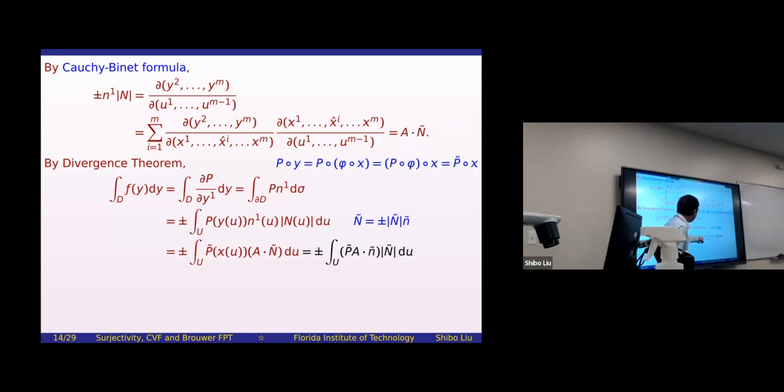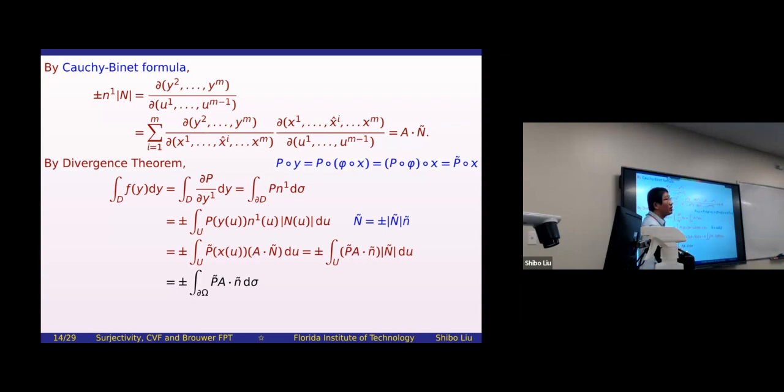P theta times A. A is a vector, P theta is a scalar. Therefore, P theta times A is a vector. The dot product of this vector with the directional vector of N theta, that is small n theta, multiplied by the norm of capital N theta. These two are the same. Then the last, the n minus one volume integral is precisely the surface integral of this function, P theta A dot n theta, over the boundary of omega. Okay? This is just the surface integral over the boundary of omega.